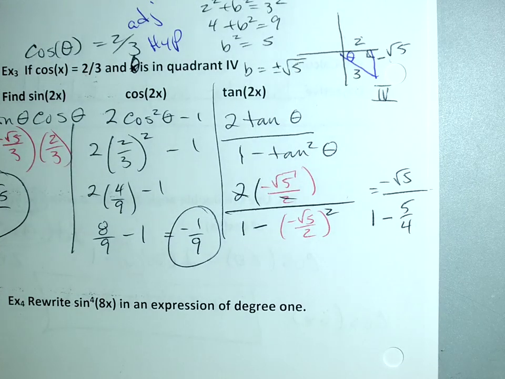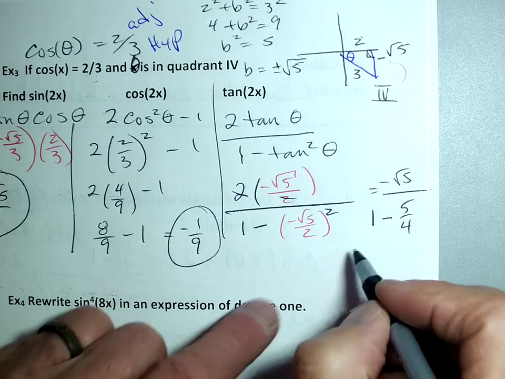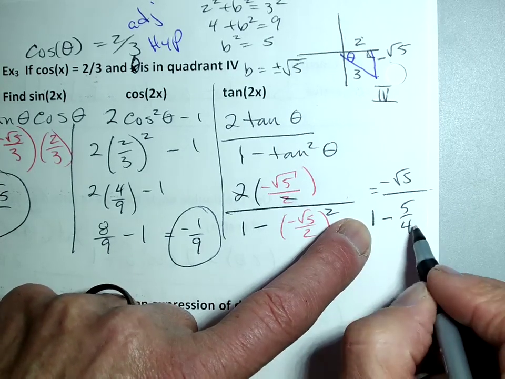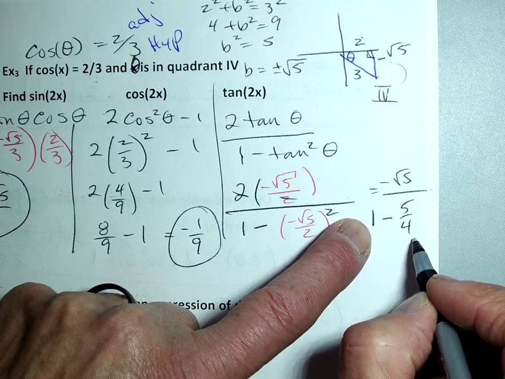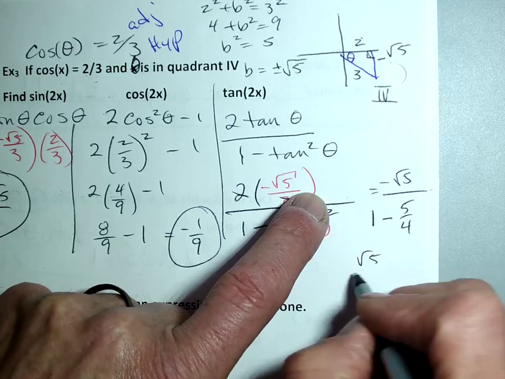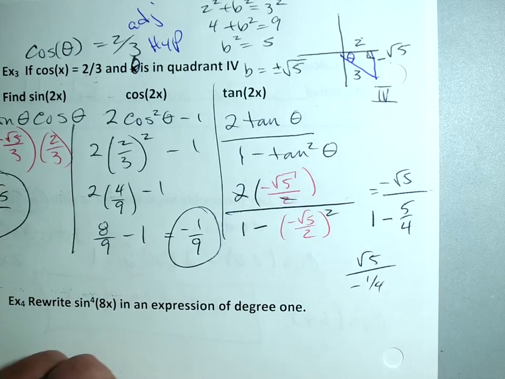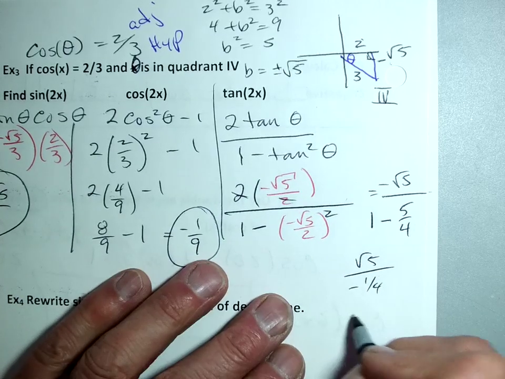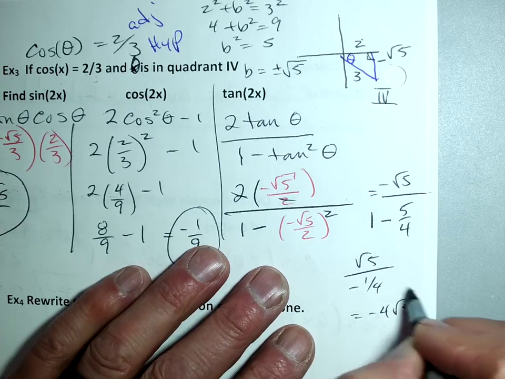Do you see a double negative? No, because you're going to square the negative, which makes it positive, but the numerator still stays negative. Square root of 5 squared is just 5, and 2 squared is 4. Does that make sense? Now, 1 minus 5/4 is negative 1/4. You guys okay with that? So I'll have the square root of 5 over negative 1/4. Flip it, and I get negative 4 square roots of 5. How's that?